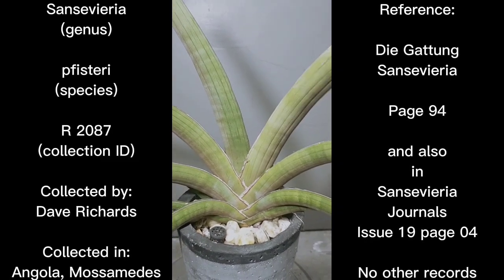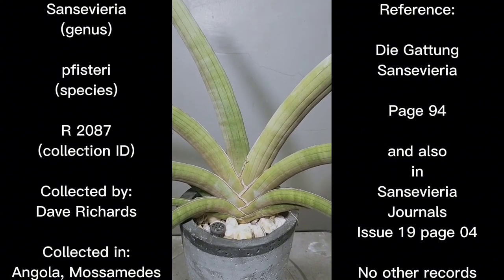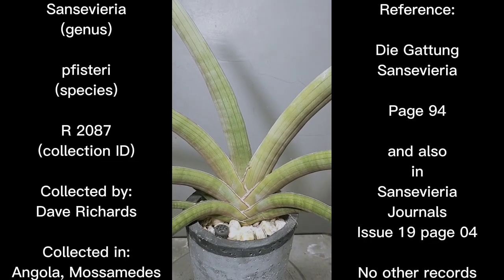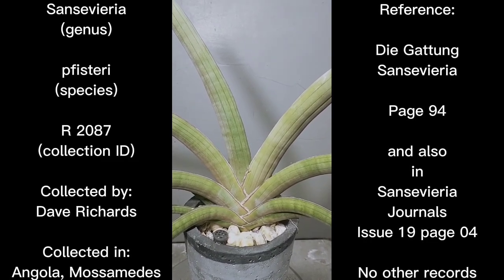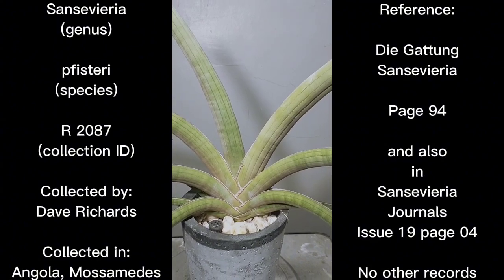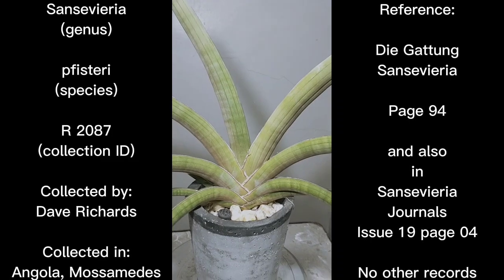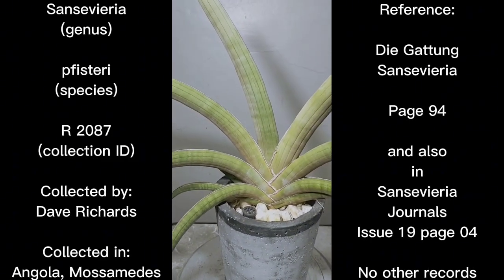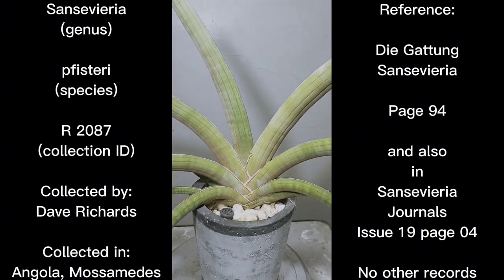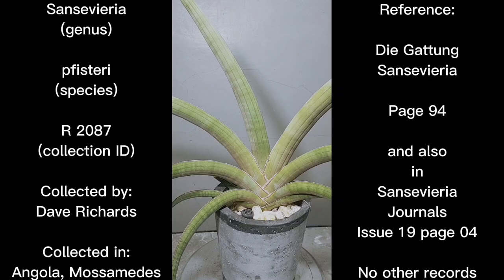in subtropical Africa in Angola. That's 20 miles from Mozambique, and it has the collection number of Dave Richards, having the collection ID of R2087. So the name pfisteri, I think, comes from one of the collectors, Mr. Pfister, but I'm not really sure. If I have any updates, I will be including them in the comments below.